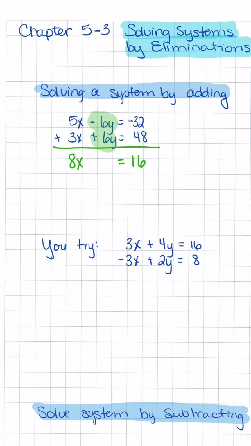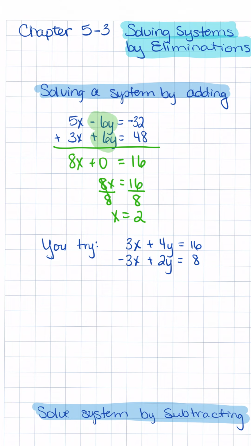So now we want to solve for x. So we have 8x equals 16. They're being multiplied. Let's divide. 16 divided by 8, x equals 2. Then we need to substitute 2 for x in either equation to solve for y.